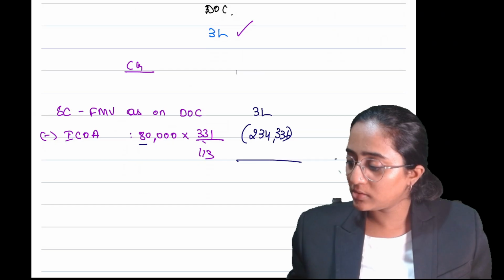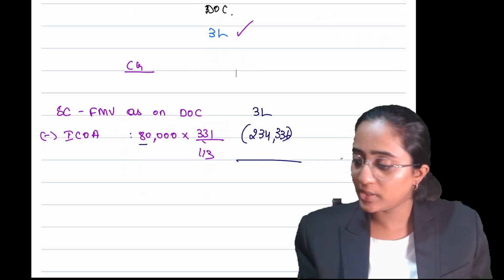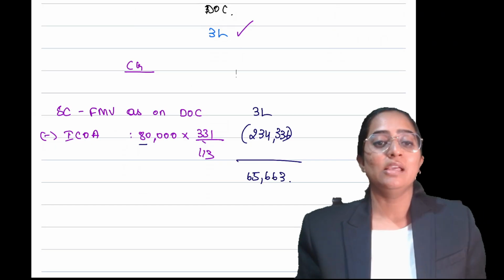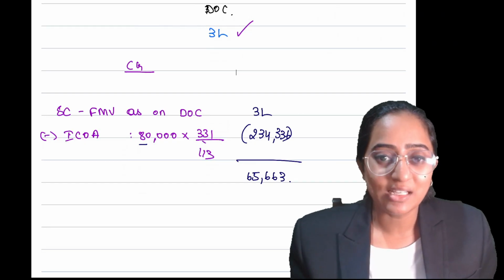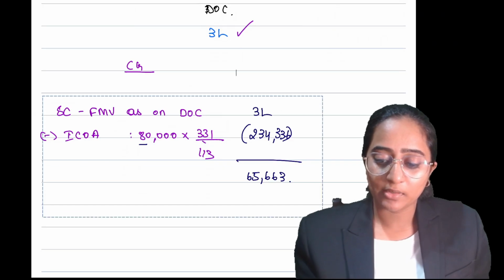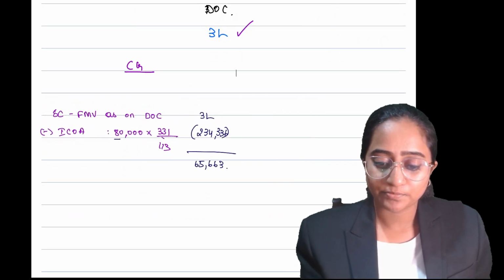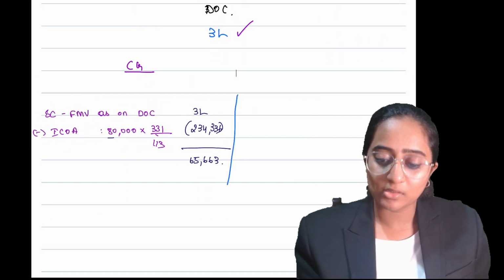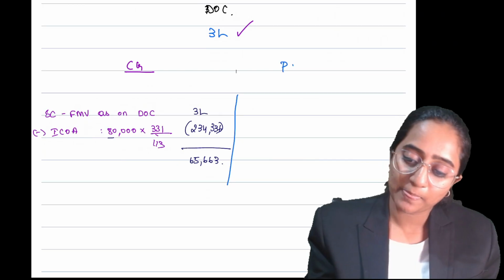Correct? If you subtract this from your 3 lakh rupees, how much would you get? The capital gain taxation would be 65,663. This is what you would have done in case of your capital gain. Everyone clear? Now let's try to understand what you would have done in case of your PGBP.